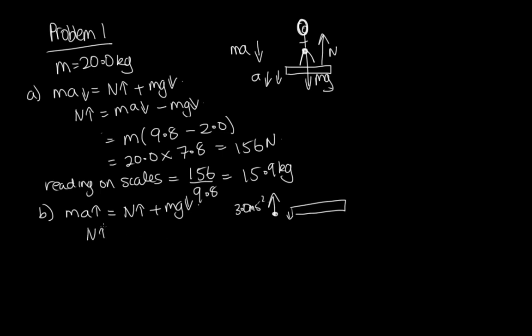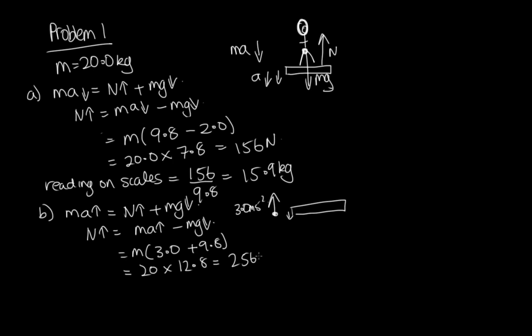And so the normal force upwards is equal to, in this case, the mass times the acceleration, which is upwards, minus mg downwards. And so this is equal to m. Now the acceleration in the upwards direction is 3.0 meters per second squared, and we've now got minus 9.8. So this is equal to plus 9.8 meters per second squared. And so this is equal to 20 times 3 plus 9.8 gives us 12.8. And solving this on the calculator, we get 256 newtons.